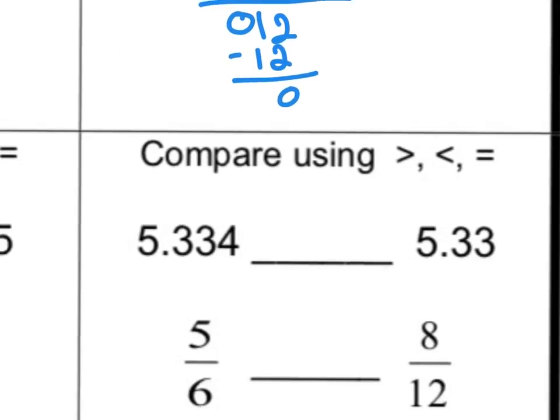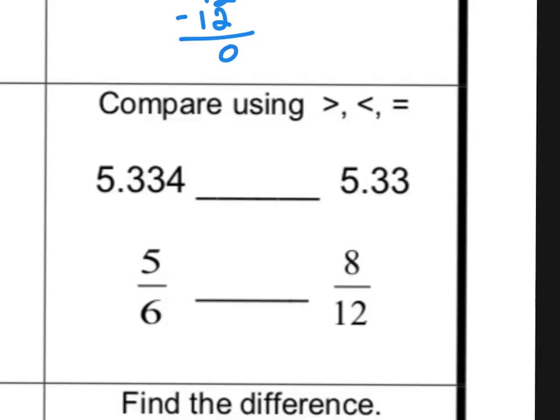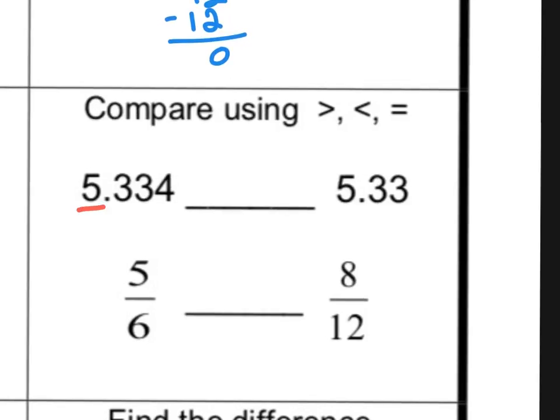For the next one, it says compare using greater than, less than, or equal symbols. They both have 5 wholes and 5 wholes. This is 334. If we wanted to, we can add a 0. And this is 330 thousandths. Obviously, 334 thousandths is bigger than 330 thousandths.